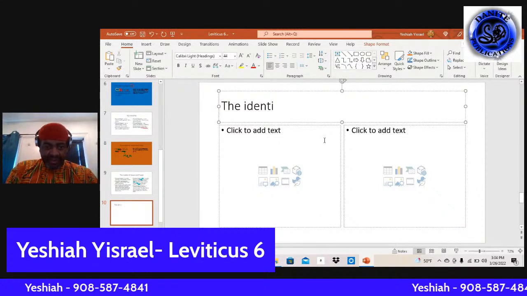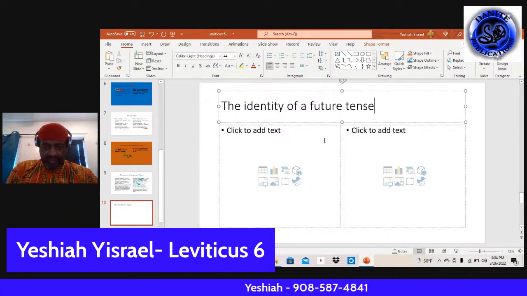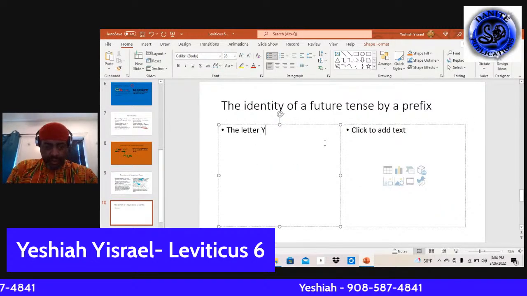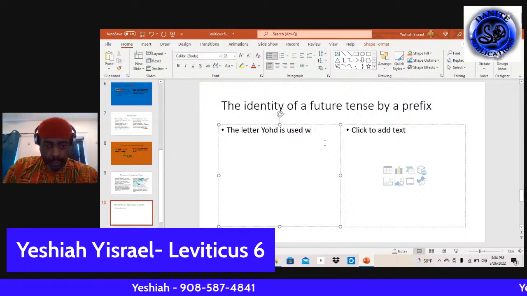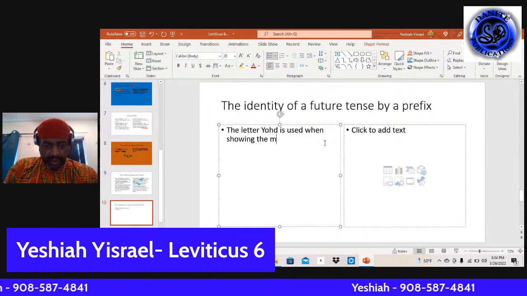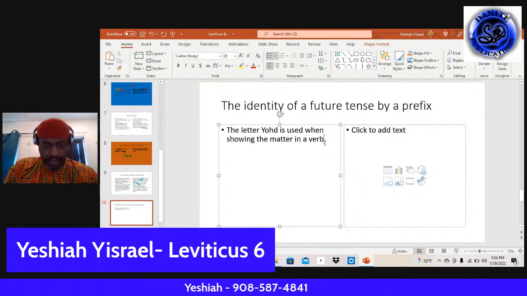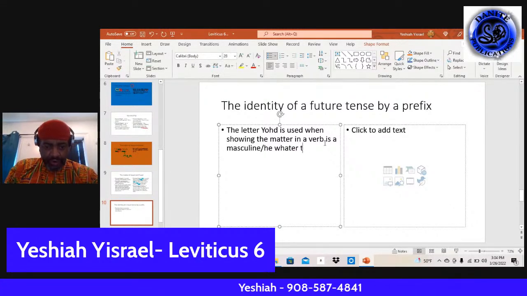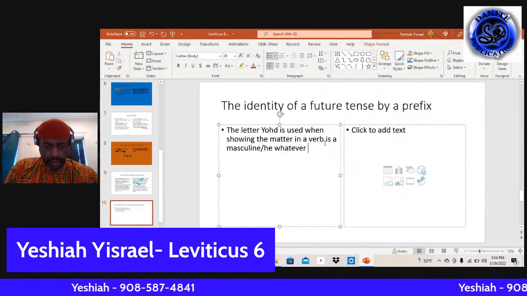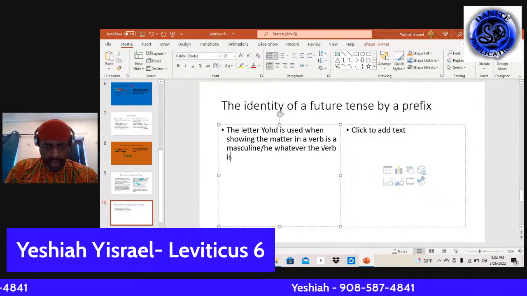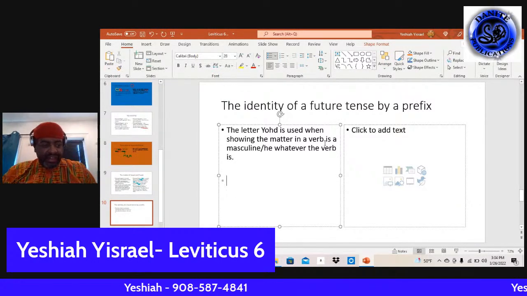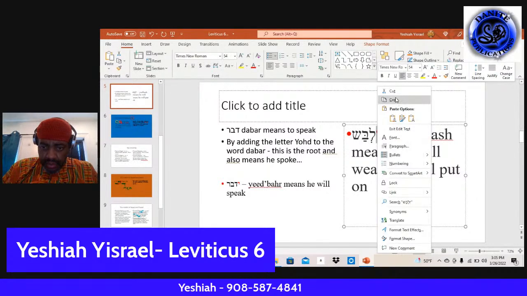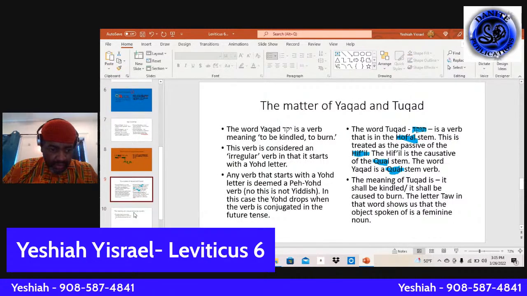The identity of a future tense by a prefix, all right? The letter yod is used when showing the matter in a verb is a masculine he, whatever, the verb. All right, now we already have discussed, and we want to just show for reasonable purposes, right? This letter here, all right, looking at this here in this particular manner, right?